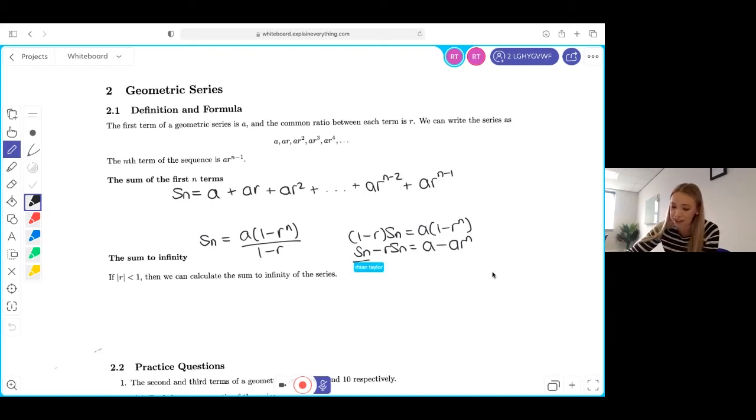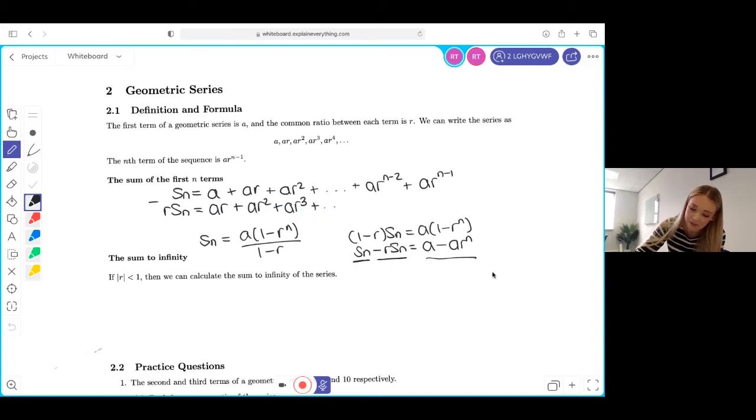We want to work with this Sn, and we'll just take away r times Sn. So if on my next line I calculate r times Sn, and then I'll just take these away, hopefully I'll get a minus ar to the n at the end. So if I do r times my sum, I'll just add another r to each of these. So I've got ar plus ar squared plus ar cubed up to ar to the n minus 1, and then finally ar to the n at the end. And I just want to take away both of these.